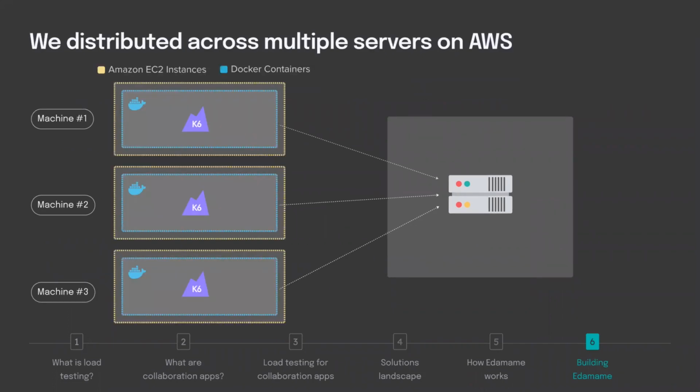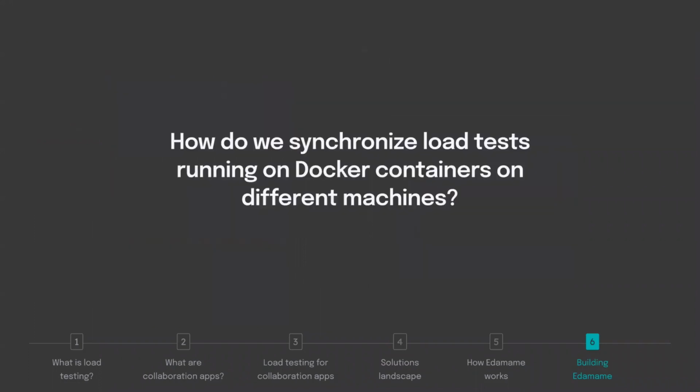So since we don't want to run our own servers, we also made the decision to run these tests in the cloud. And what that means in practical terms is that our tests would run on Amazon's machines, which are called EC2 instances. We also decided to use Docker containers on these EC2 instances that would run K6. So this provided us a standardized environment where we could run K6 and bundle all of the dependencies that it needed as well. Now, after we made this decision, the question became, how do we actually synchronize these load tests that are now running on Docker containers and exist on completely separate machines?